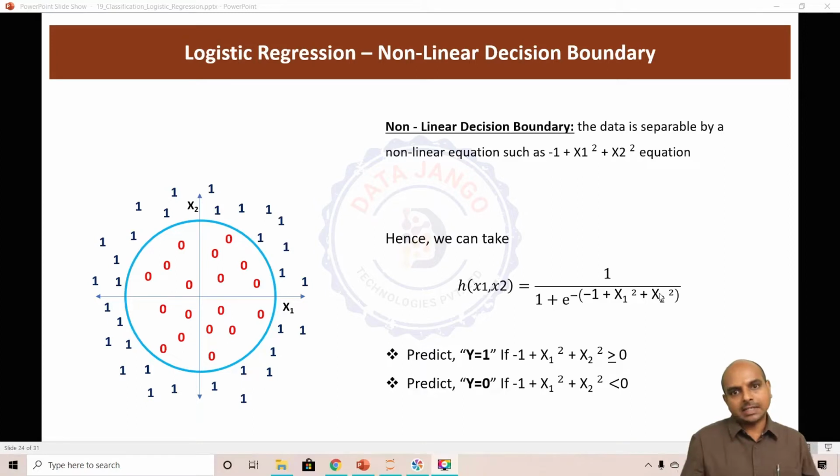So a logistic regression algorithm can be used to do a non-linear decision boundary also. If the data is like this, all ones are around and all zeros are inside, you need to do a non-linear decision boundary, a circle. If the equation is a non-linear equation, the boundary is going to be non-linear decision boundary and the model works. So logistic regression algorithm can also be used in non-linear setup. So that's the point I wanted to make.